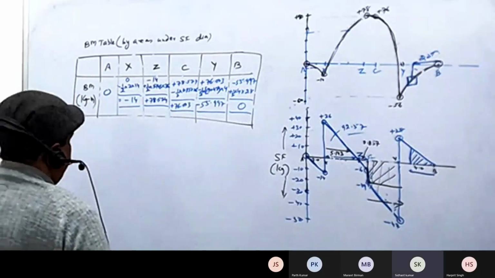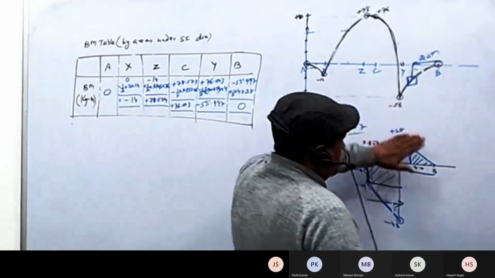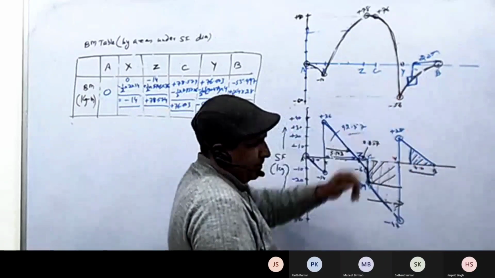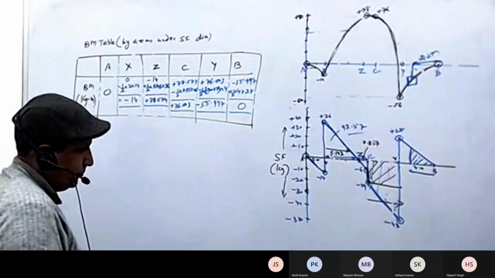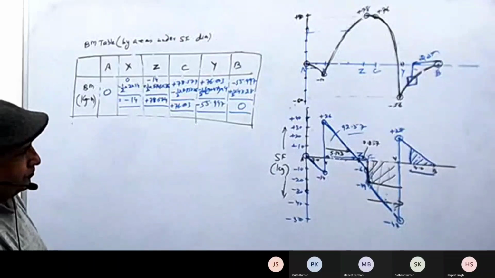Yes sir. Yes, it is calculable also. How will you calculate? The area of the triangle will be the value out there. Okay.